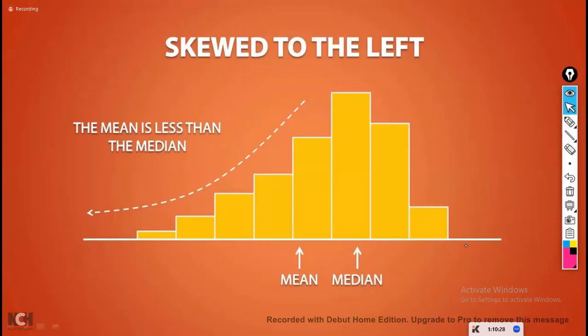Now, in a left skewed distribution, the mean will be less than the median. The mean will always be in the center. Where will the median be? Where the maximum number of points are there, in that particular bar, the median will be there. How? Very, very simple. This diagram is left skewed.